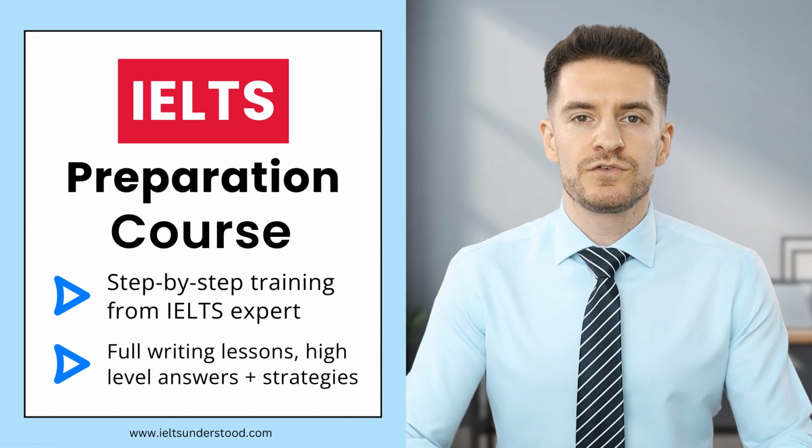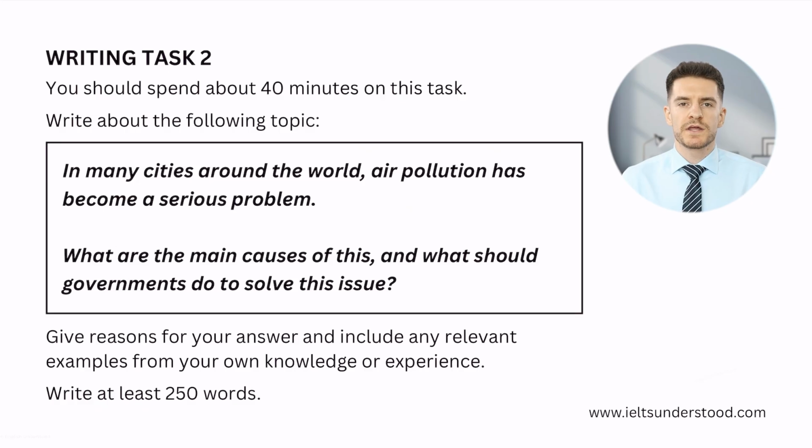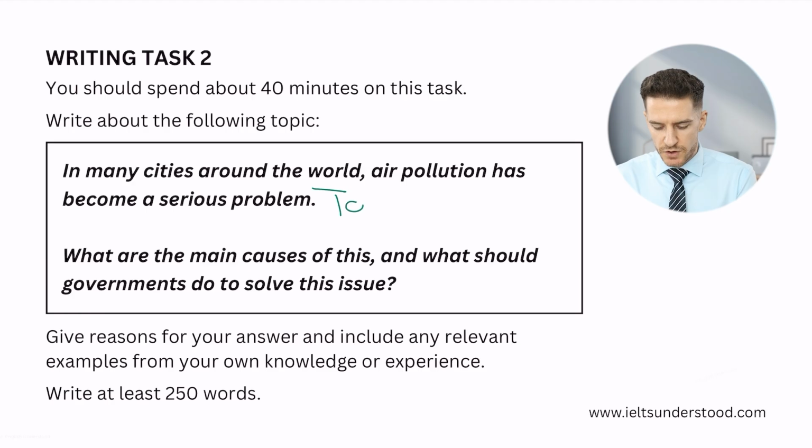All right, let's jump into tip number 1, which is answer every part of the question. Have a look at this writing task 2 question, and I'll show you what I mean. In many cities around the world, air pollution has become a serious problem. So this is the topic. It's telling you what the question is about.